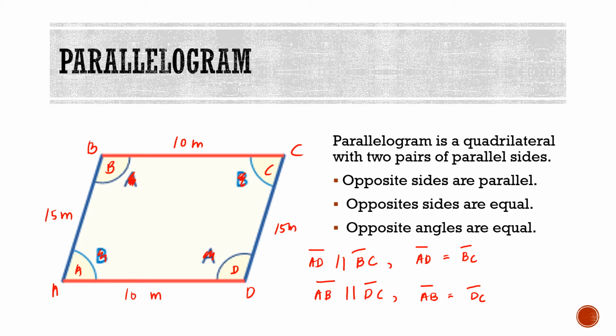Now, for the angles, the opposite angles are equal. The opposite angle of angle A is angle C, so we can write this as angle A is equal to angle C. Same with angle B, the opposite angle of angle B is angle D, so angle B is equal to angle D. Therefore, if angle B measures 135 degrees, angle D also measures 135 degrees. If angle A measures 45 degrees, angle C also measures 45 degrees.